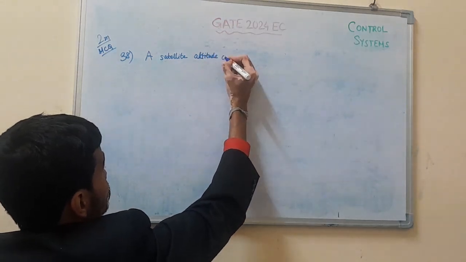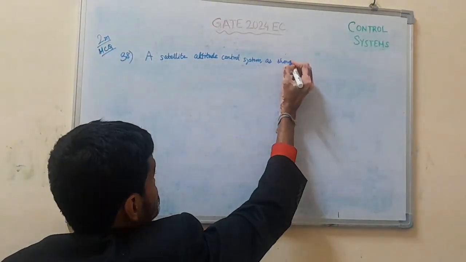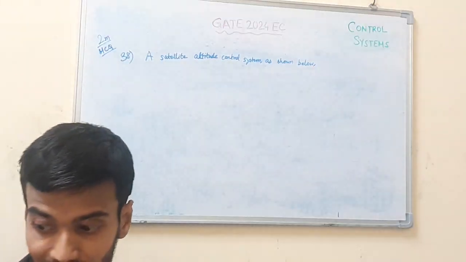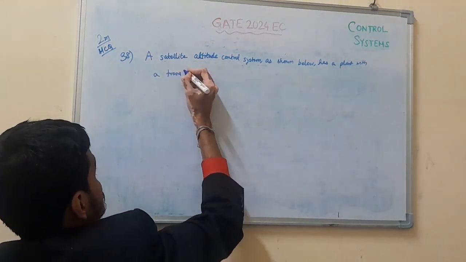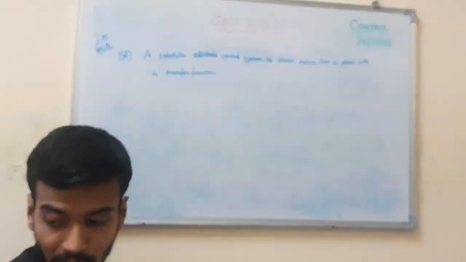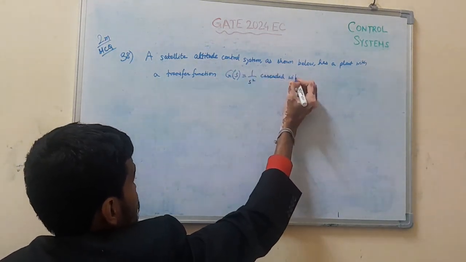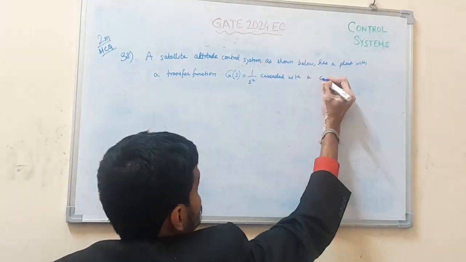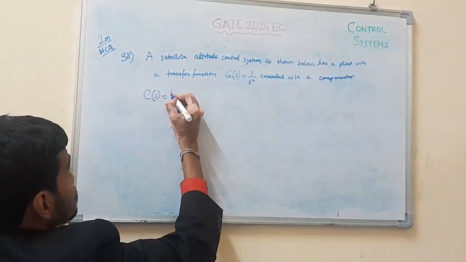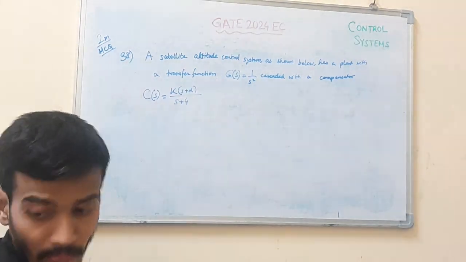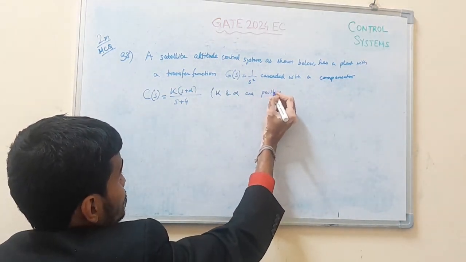Question number 38 is: a satellite altitude control system, as shown below, has a plant with a transfer function G(s) = 1/s², cascaded with a compensator C(s) = k(s + α)/(s + 4), where k and α are positive real constants.